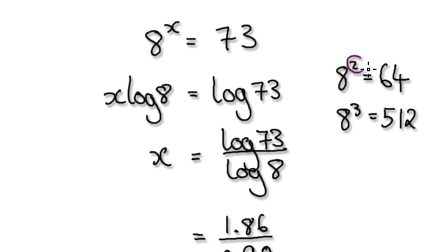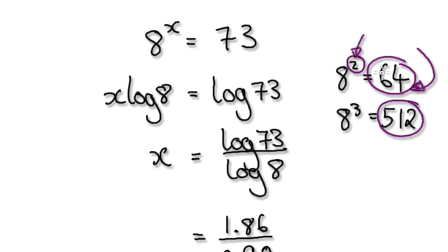So if you think about it, 8 squared will be 64. 8 to the power of 3 will be this. 73 will be somewhere in between, so it's going to be 2 point something.